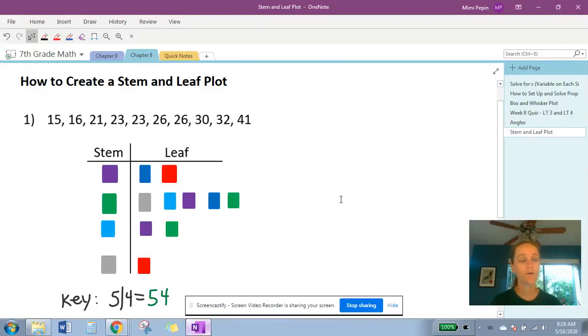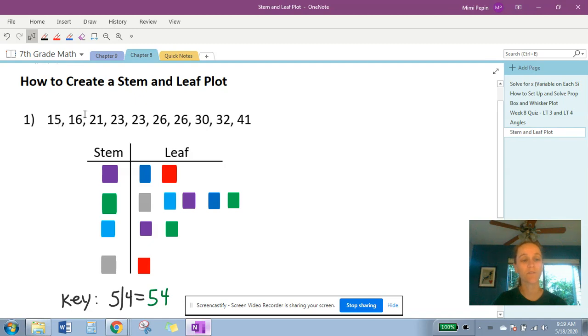Alright, in this video we're talking about how to create a stem and leaf plot. These are used just to kind of organize data so you can see if there's any trends in the numbers. So with our stem, with these numbers, the stem means the tens place and the leaf means the ones place.